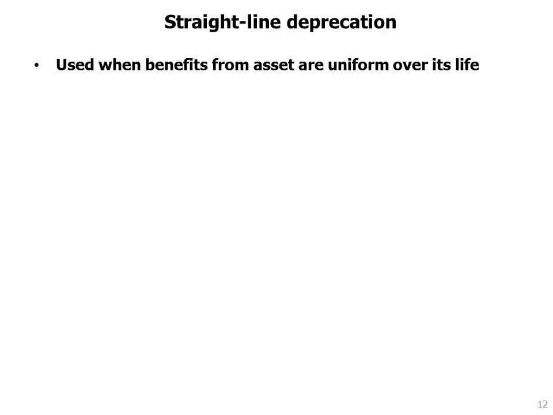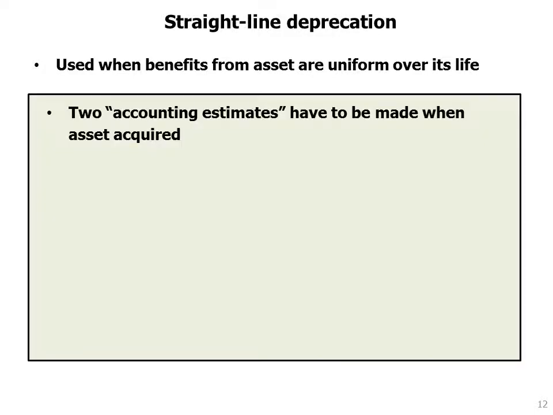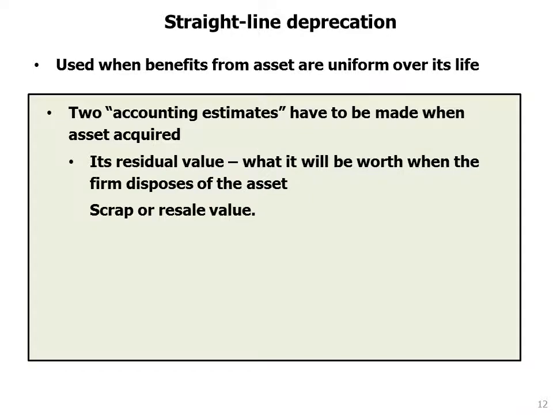So let's start off with the more common of the two methods, straight line depreciation. This is used largely when the benefits from using the asset are uniform over its life. So we need to arrive at two accounting estimates which have to be made when the asset is acquired. So we know the purchase cost. The first item that we need to estimate is the residual value, what it will be worth when the firm disposes of the asset. This will be an estimate, and it will either be an estimate of the scrap value or the resale value.